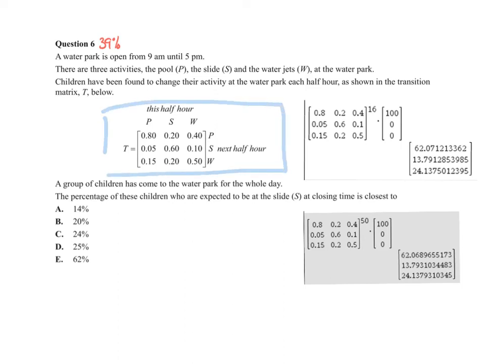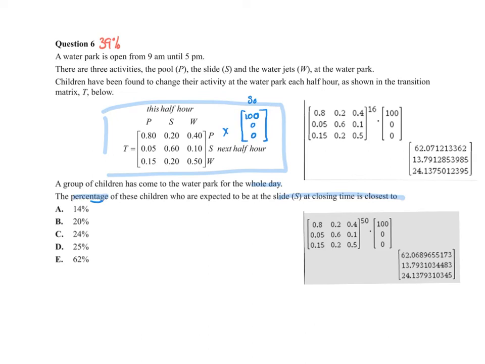A group of children has come to the water park for the whole day. The percentage of children who are expected to be at the slide at closing time is closest to. So they want a percentage. So when we're using a transition matrix, we actually need a state matrix. Because they want a percentage, I'm going to put 100% at one spot and put the rest in there.